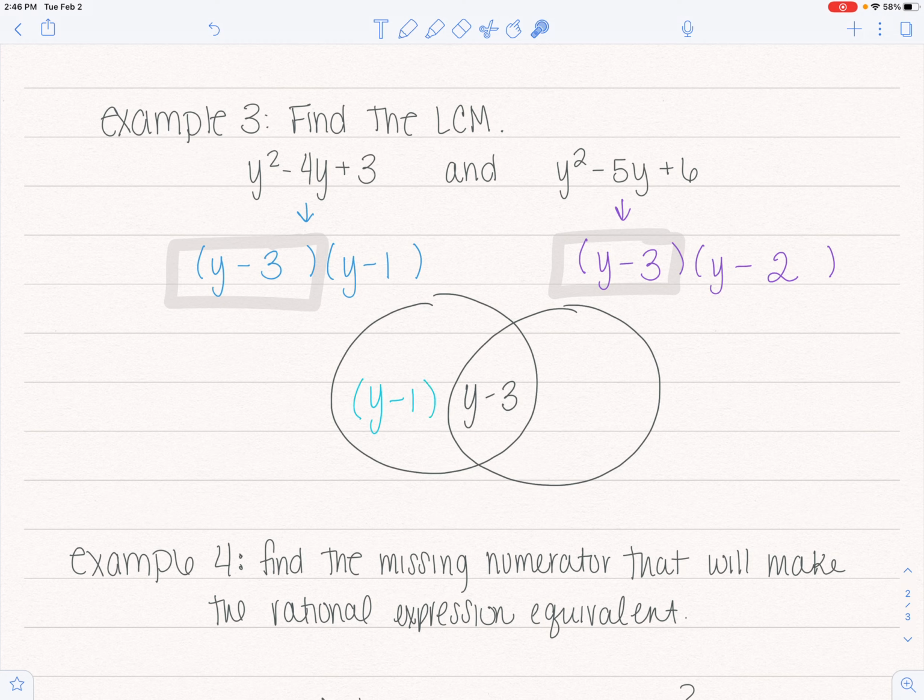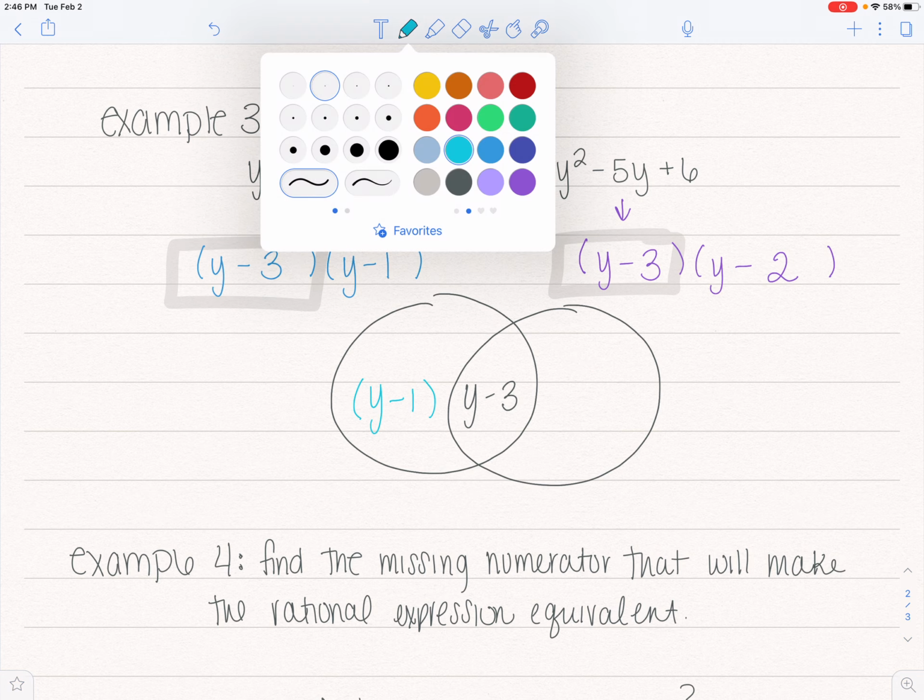Same thing over here. Well, what is missing? I had y minus 3, y minus 2. I already wrote down the y minus 3, so of course I need y minus 2 over there.